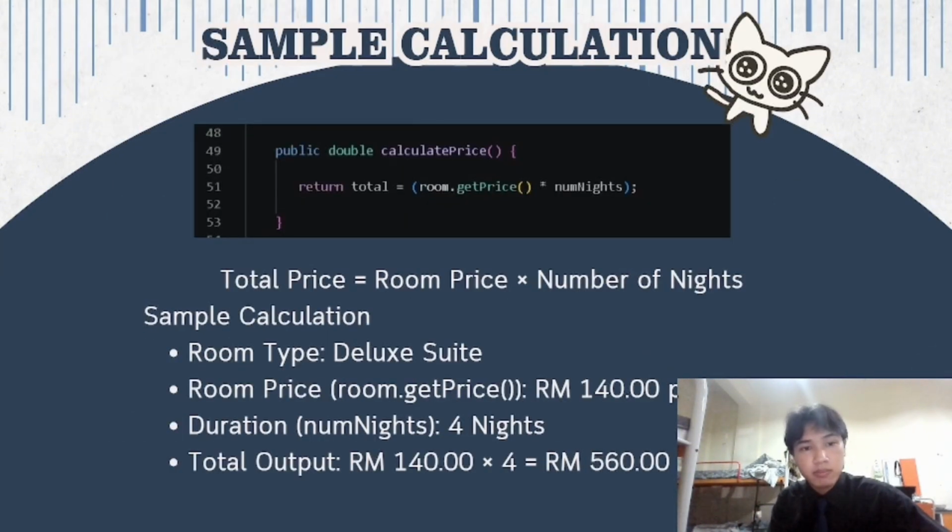So this is our sample calculation. It is pretty simple, but it does the job. Total price will equal room price multiplied by number of nights. For example, if a guest took a deluxe suite, which is priced at 140 ringgit per night, and stayed 4 nights, we will multiply it by 4, which in return gets us 560 ringgit.